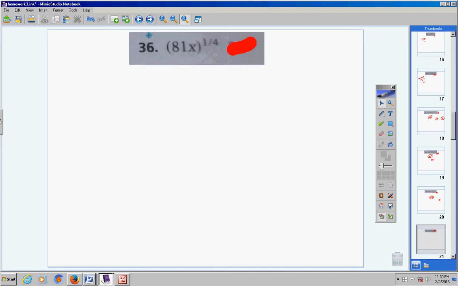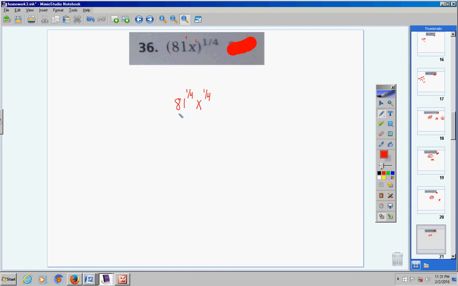Alright, now be very careful here. We have a 1 here. The 81 has a power of 1, and x has a power of 1. This is one term being raised to the 1/4 power, so we take the 1/4 and we multiply it through. 1/4 times 1 is 1/4. 1/4 times 1 is 1/4.